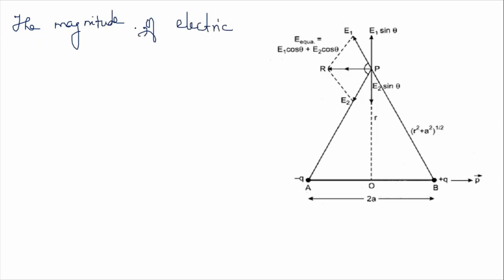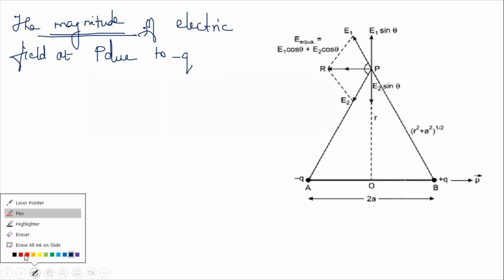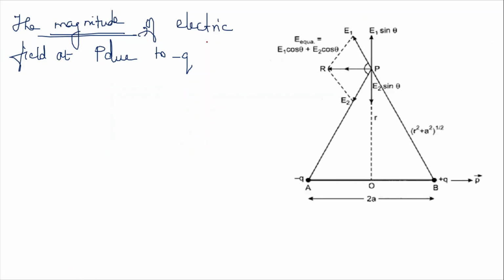Magnitude of electric field at P due to minus Q. So again, even if it is minus, we have mentioned magnitude. Magnitude means we are ignoring the sign. We are only taking the value into consideration. So that only we are going to apply here. So you will get it as 1 by 4 pi epsilon naught Q by R square plus A square.